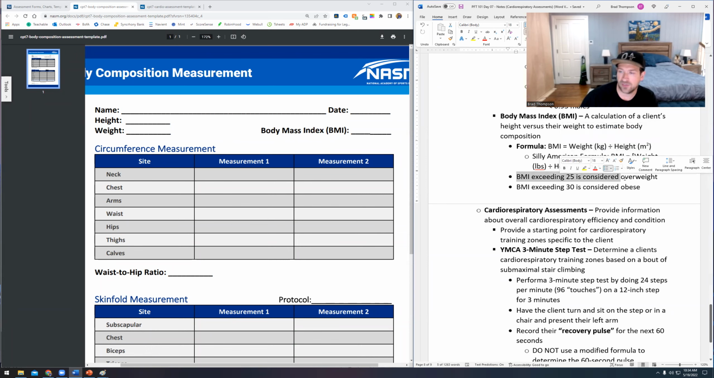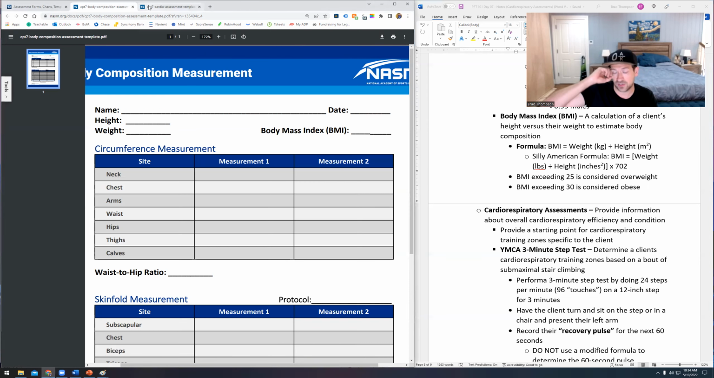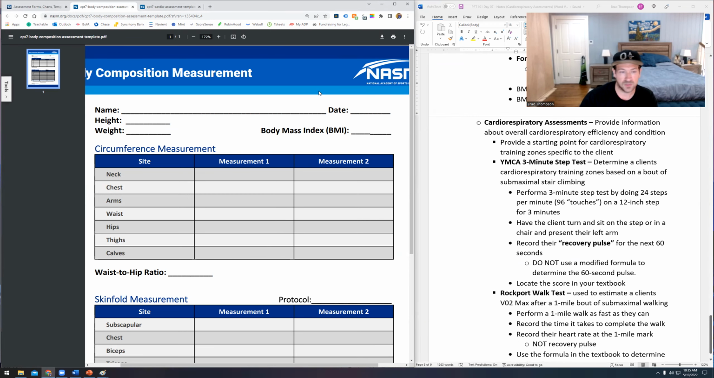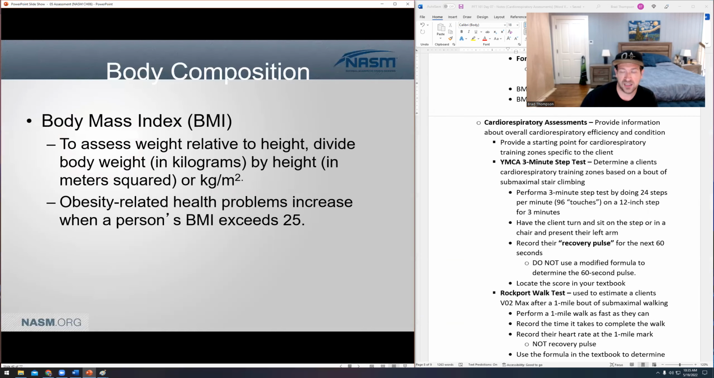If it's above 25, we consider that to be overweight. If it's above 30, we consider that to be obese. If it is below 18.5, that is considered underweight. All of those are increased risks of health diseases. So those are all of our body composition assessments. That's all of them. Any questions on those?